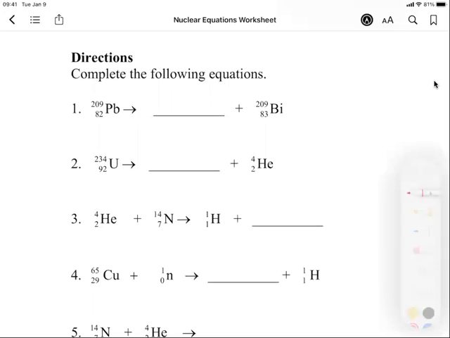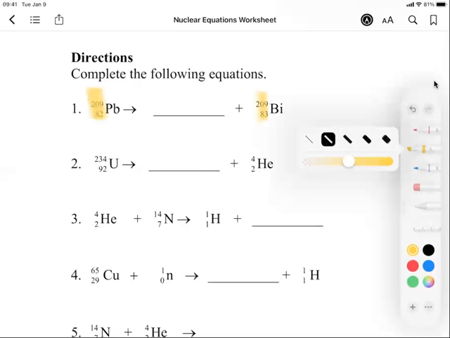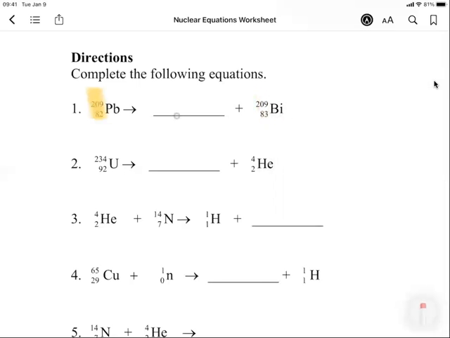So as I said before, the first thing that you want to do is you want to look at what is happening on the left-hand side versus the right-hand side, both in relation to atomic mass and in relation to atomic number.